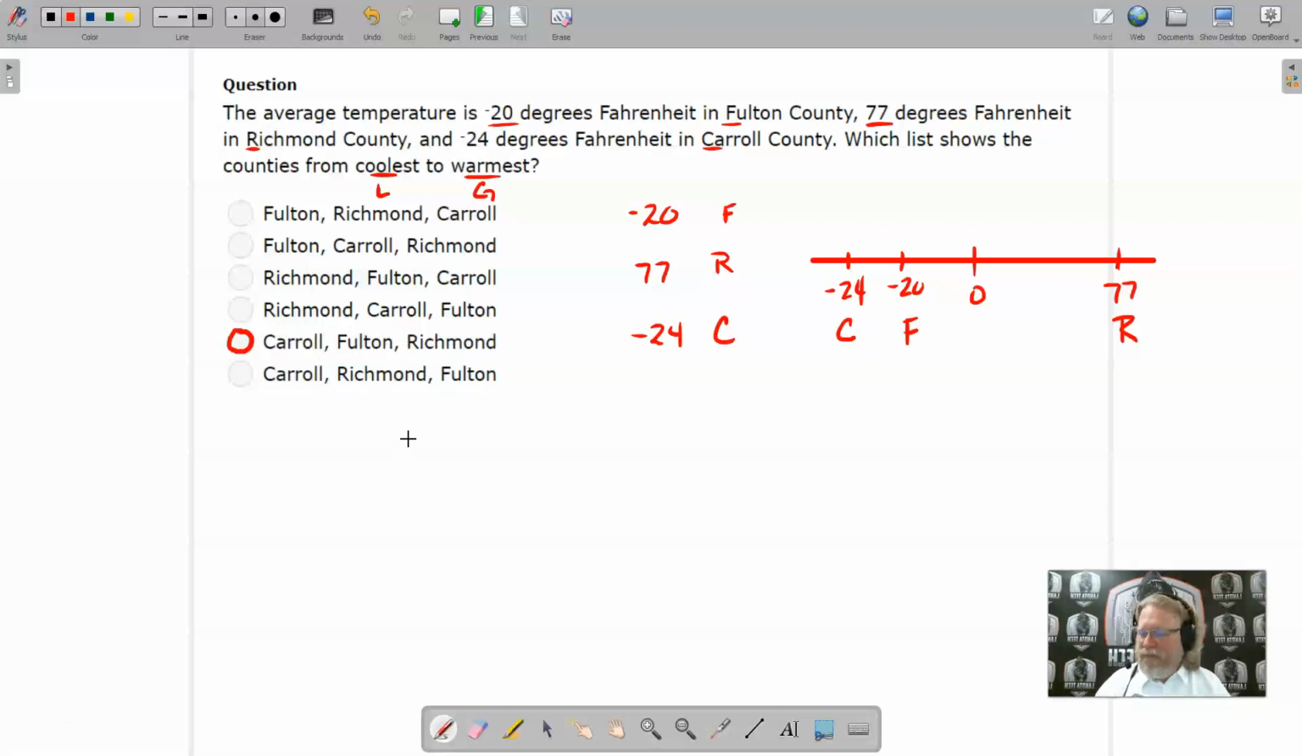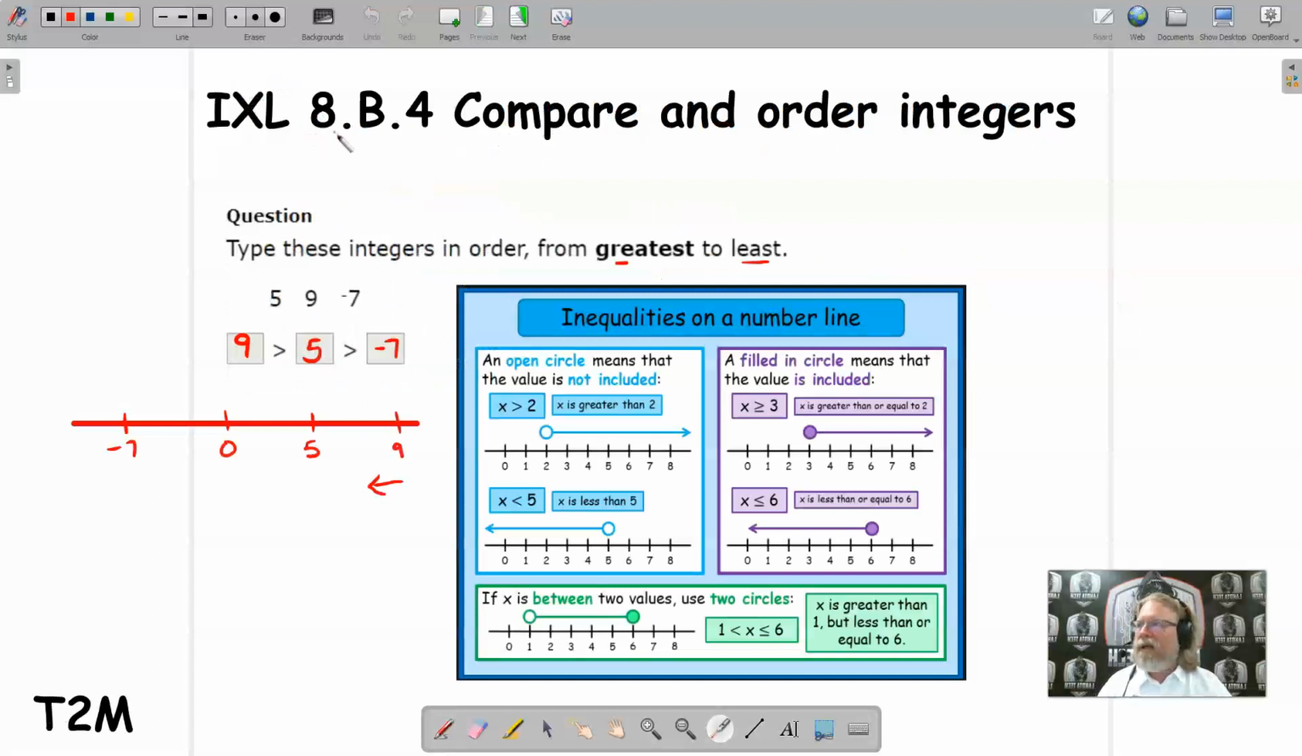All right, so those are all my examples for IXL 8.B.4, where we compared and ordered integers. And good luck with your activity.